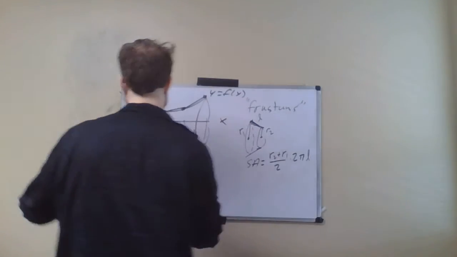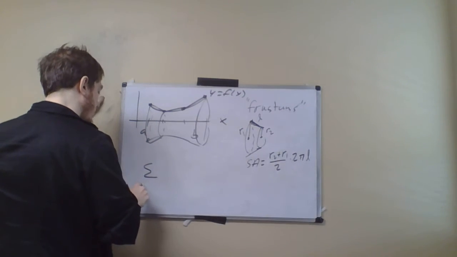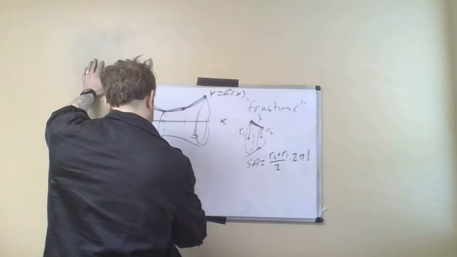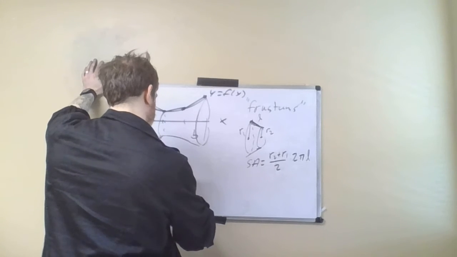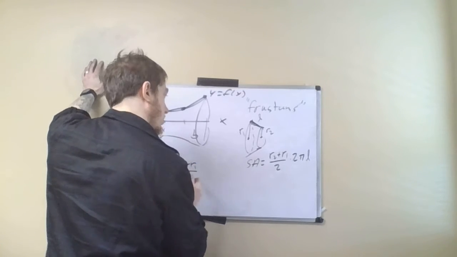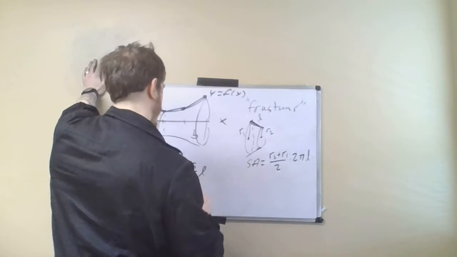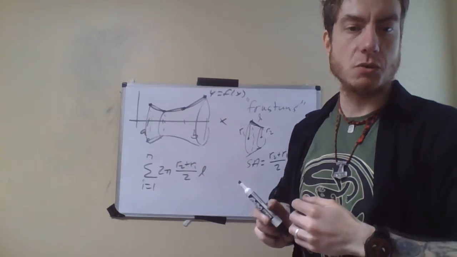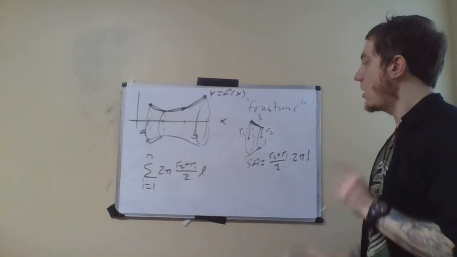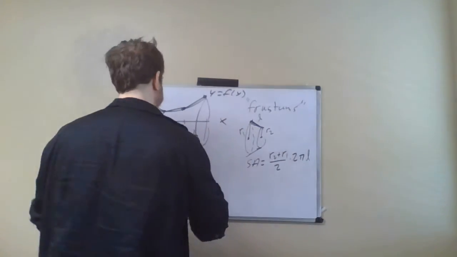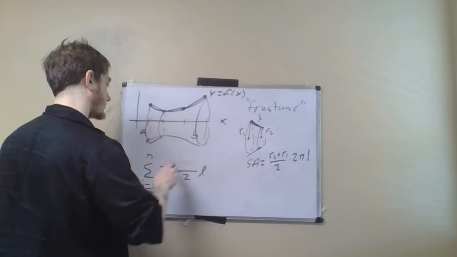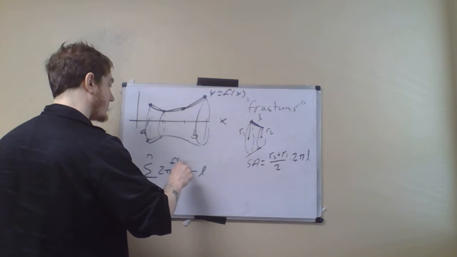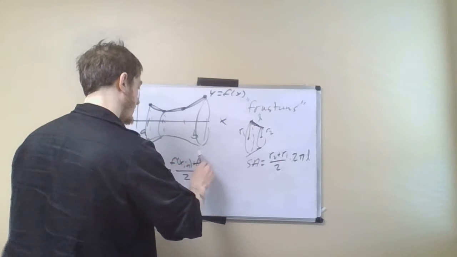So that gives us our formula for what happens when you rotate a straight line. And if we break this up into pieces, well, then we can approximate the surface area by the sum from i equals 1 up to n of 2 pi times (R2 + R1) over 2 times L. And now we've got to figure out what each of these things are. Well, R2 and R1, in this particular case, are going to be f of x_i plus f of x_(i-1).